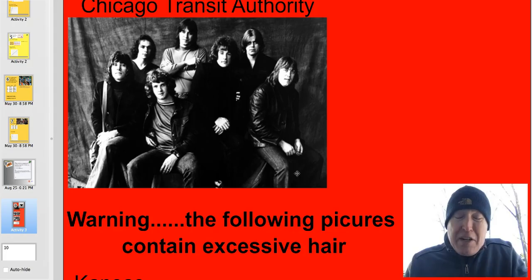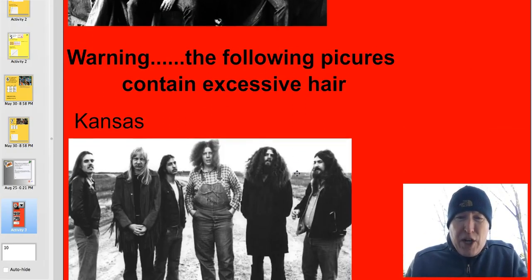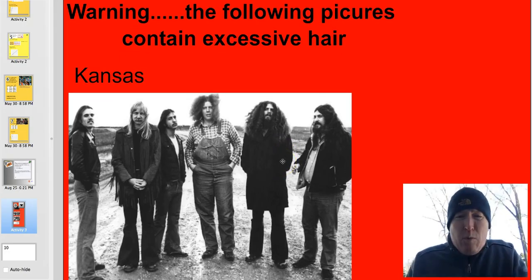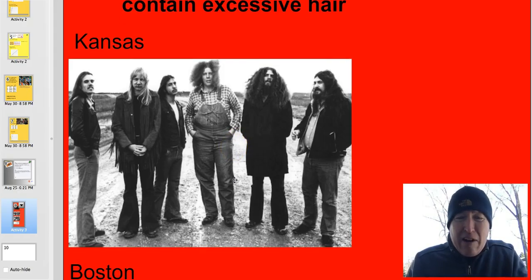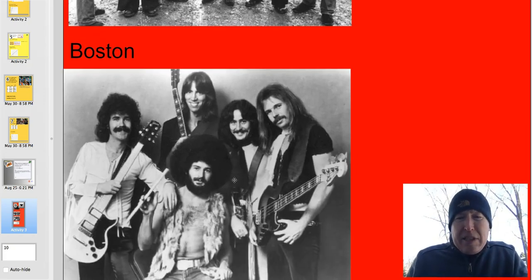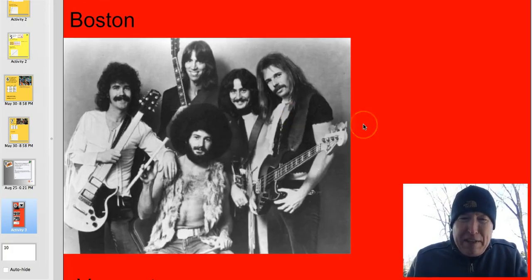The next one, warning. The following pictures contain excessive hair. Please consult a parent and get a written note by them or your doctor before looking at them. Kansas. Kansas was also a band. Check out the hair. They sang a song called Carry On, Wayward Son, pretty popular. Apparently they spent more time singing and possibly choosing bib overalls than they did cutting their hair. That is a lot of hair. Boston. Boston was also a band. There's a lot of hair there too, but not quite as much. They sang a song called More Than a Feeling.